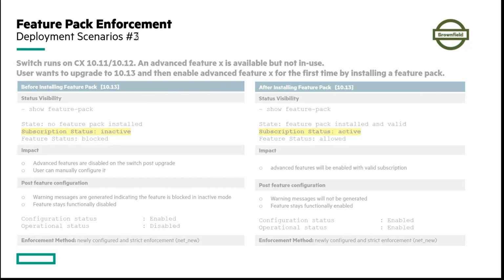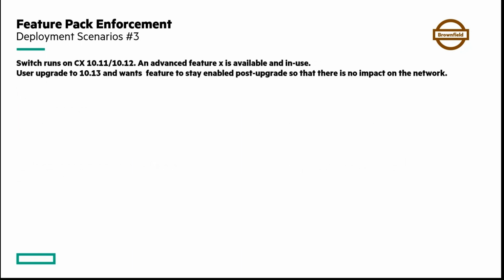The third scenario is a bit different from the other two, where the switch runs on CX 10.11 or 10.12 and advanced feature X is available and in use. After the upgrade to 10.13, the user wants the feature to stay enabled so that there is no impact on the network.